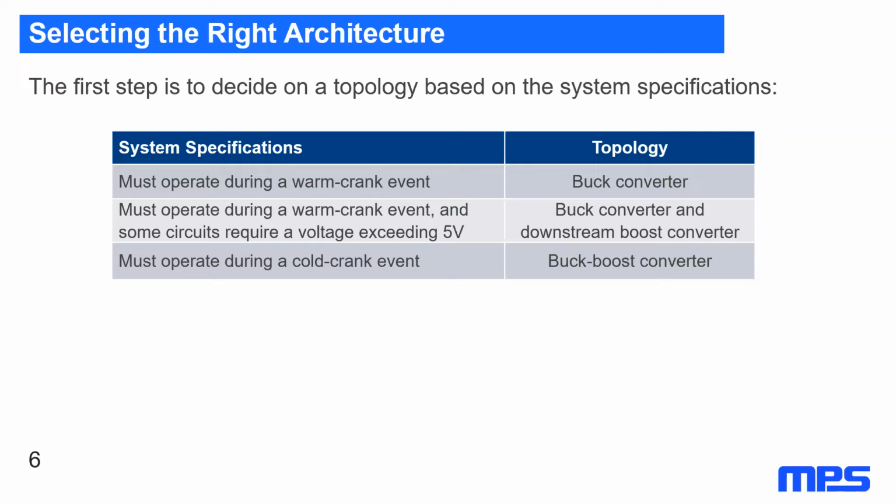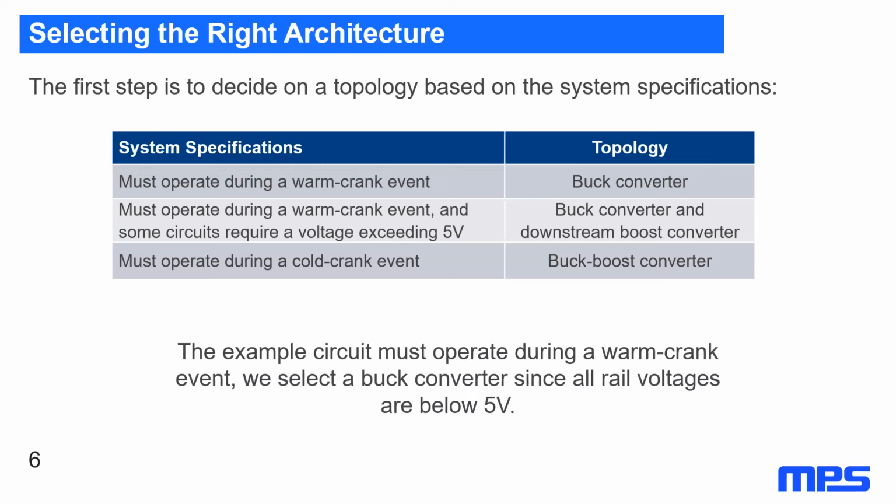And if our system must operate during a cold crank event, remember that this can bring the voltage down to about 3 volts, then we might need to consider a buck-boost converter, but this is not very typical. So for simplicity, in this example, we have set the requirement to operate during warm crank. We don't have any voltage rail that requires a voltage above 5 volts, so we can just select a buck converter.